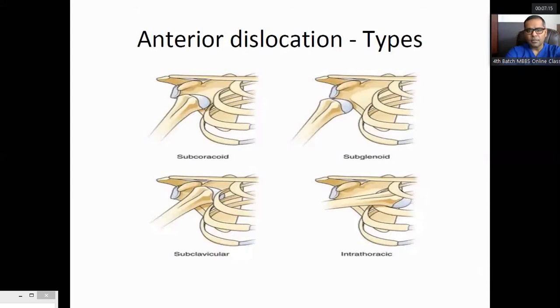Anterior dislocation has been broadly sub-classified into four types. Subcoracoid, where the humeral head is below the coracoid process right here, and subglenoid, where the humeral head is below the glenoid of the scapula. Subclavicular, when the humeral head is more medial. And with very severe force, sometimes the humeral head may go inside the chest, that is intrathoracic.